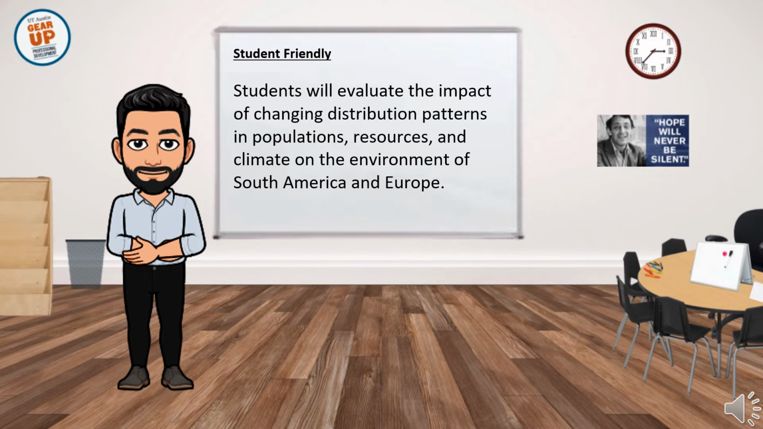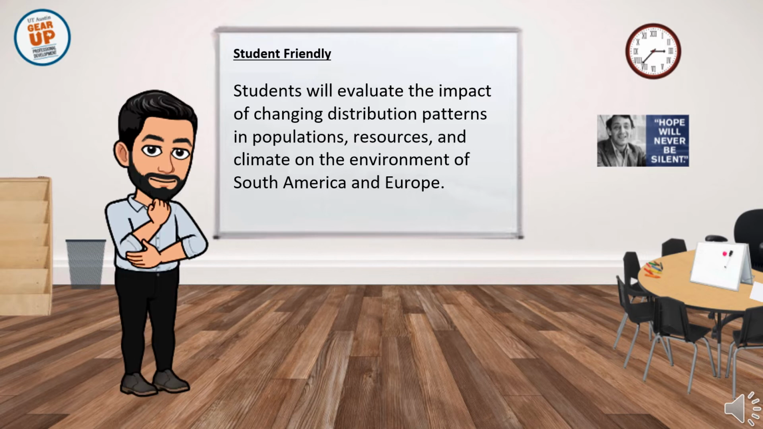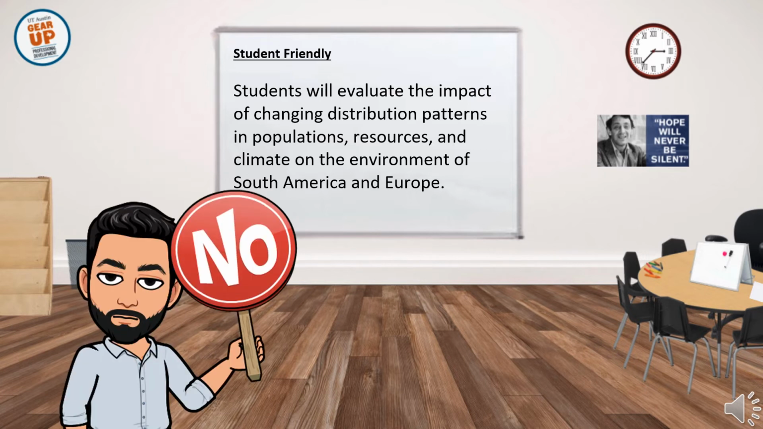On to criteria 2. Criteria 2 is student-friendly, meaning it's stated in a way that clearly and easily communicates with students. Here's an example objective. Students will evaluate the impact of changing distribution patterns in populations, resources, and climate on the environment of South America and Europe. This objective appears to be a student expectation copied straight from a state standard. The language of this objective is not student-friendly, throwing learning off balance. Due to the complicated wordiness, this objective requires revision.